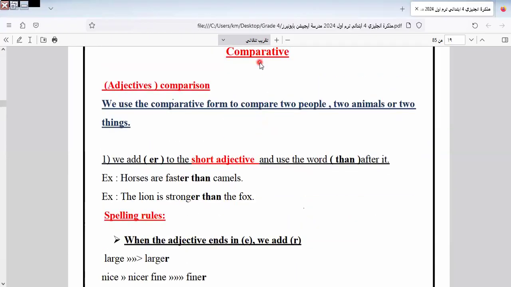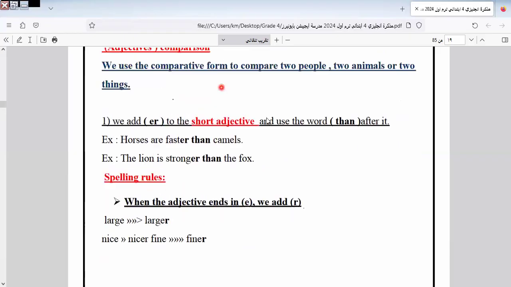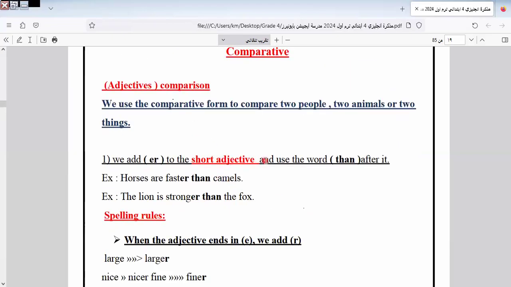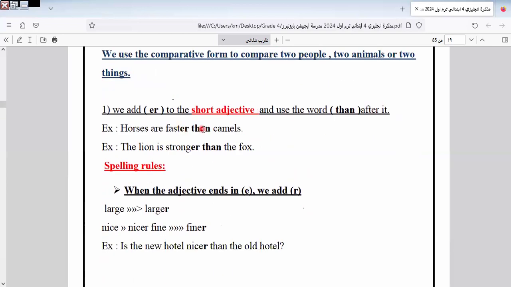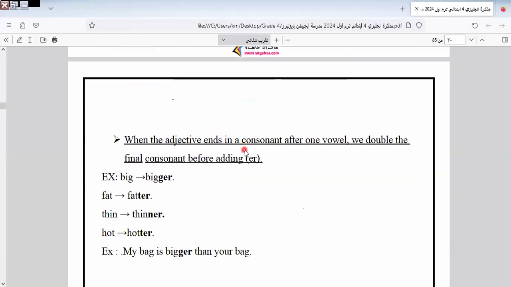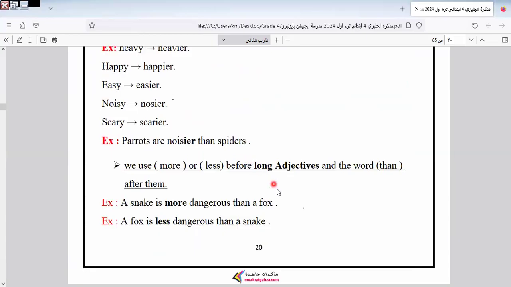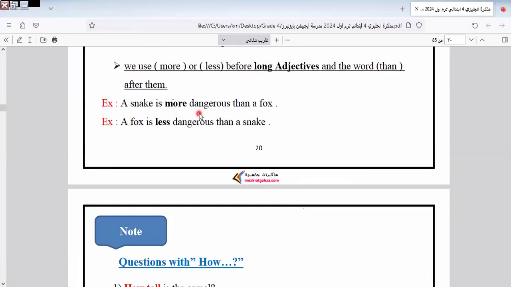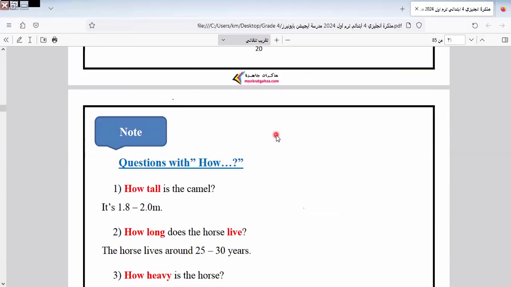We talk about the comparative form with short adjectives, as we know, of one syllable, and adjectives of more than one syllable. With short adjectives, I form it by adding -er to the adjective and putting than. In long adjectives, I can put more or less before the adjective, then than. It will be like this: more dangerous than, less dangerous than. So this is for adjectives with more than one syllable.